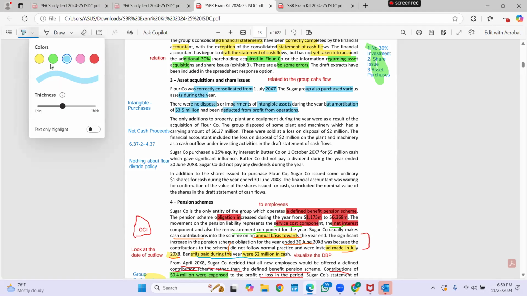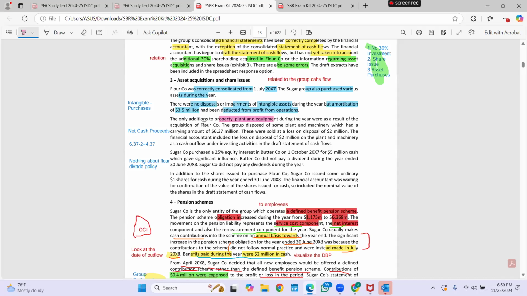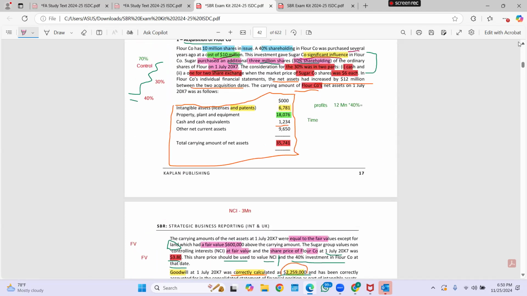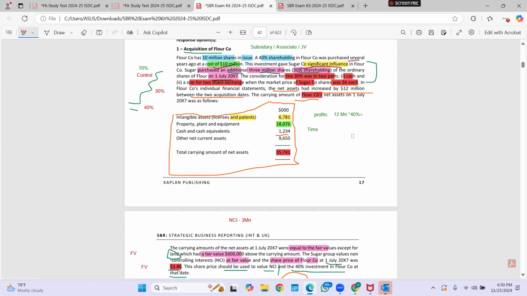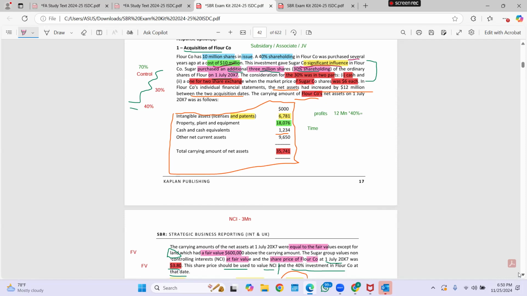Let me use another color. Now in terms of PPE, the only addition during the year was from Flaco's acquisition, right? So that means there are no purchases. Only the addition would have been Flaco's. You see this 18076.